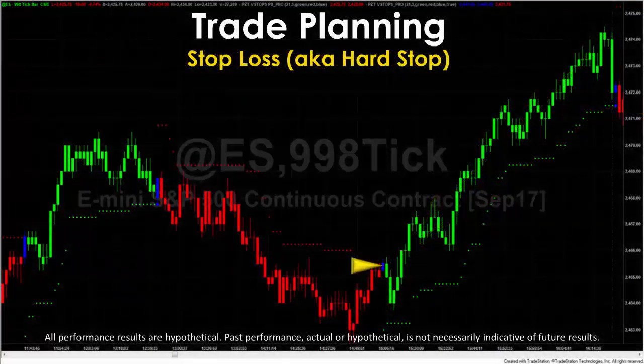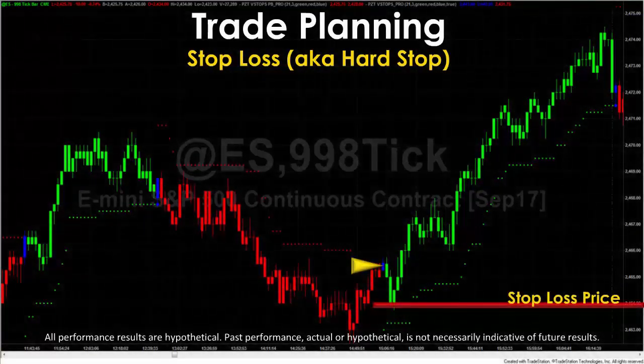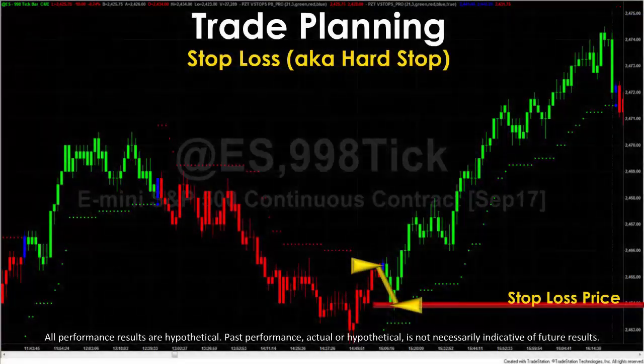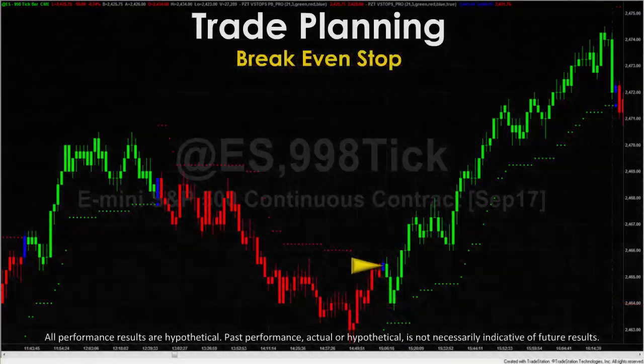Okay, the next one is a stop loss, and I imagine just about everyone is fairly familiar with this. This is basically a threshold for how much loss we're willing to take on any given position. While you can use the VSTOPS dots as a reference point, I also strongly recommend using a hard stop so that we know exactly what our maximum loss is on any given trade. So if the market goes against us, it's a losing trade, but it doesn't clean out our entire account.